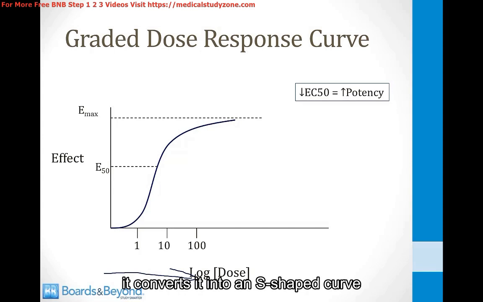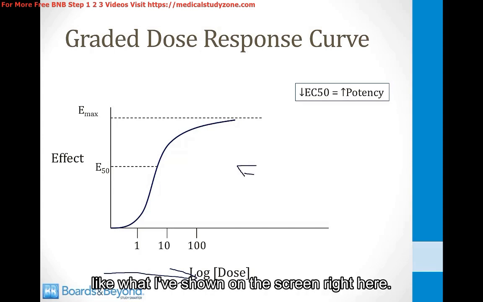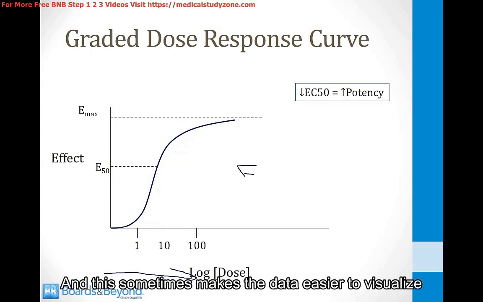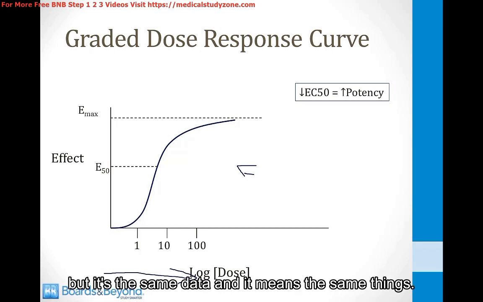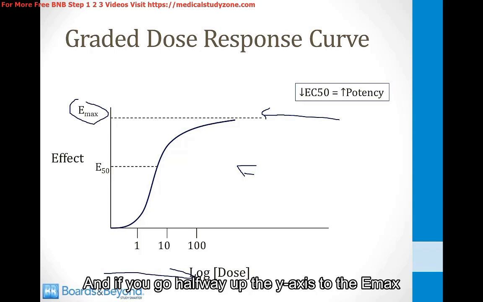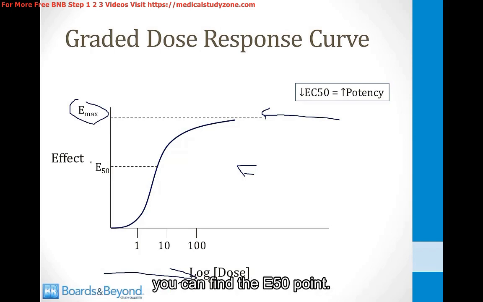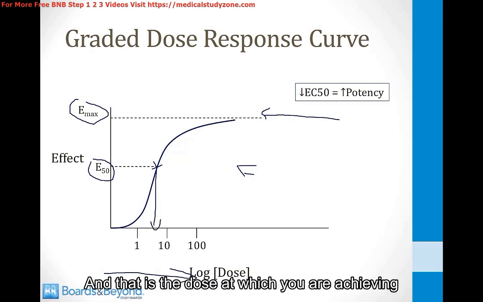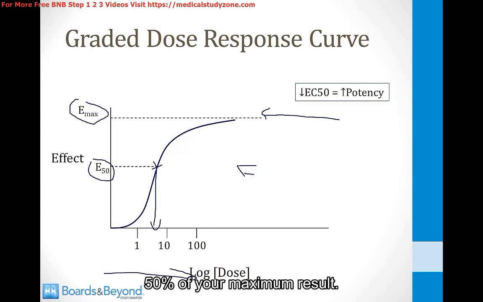It converts it into an S-shaped curve like what I've shown on the screen right here. And this sometimes makes the data easier to visualize. But it's the same data, and it means the same things. The maximum effect that you can achieve is the Emax. And if you go halfway up the y-axis to the Emax, you can find the E50 point. You identify that point on the curve and go down to the bottom, and that is the dose at which you are achieving 50% of your maximum result.